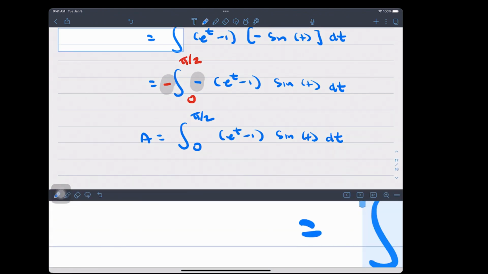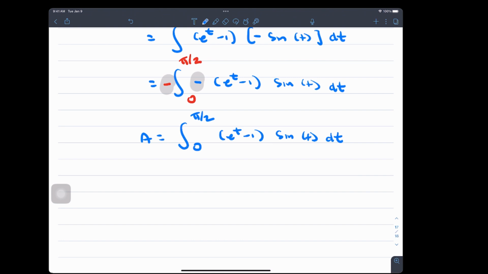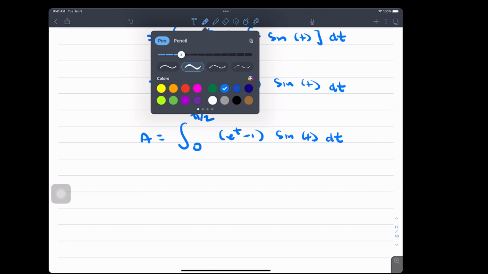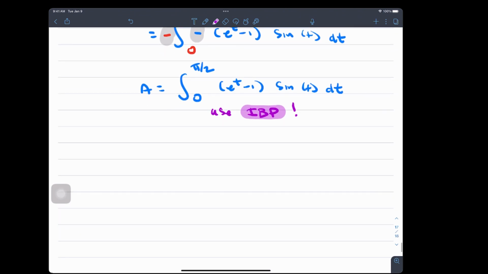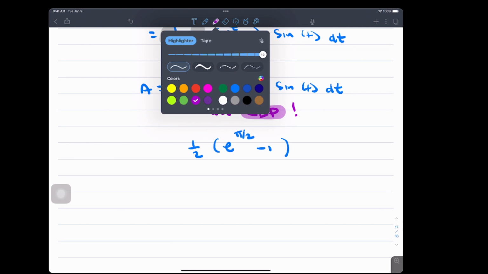And how would you guys integrate this? What do you use to integrate? Integration by parts, IBP. So all those little tools do not go away. The things that we've done in integration, u-substitution doesn't go away. Integration by parts does not go away. And I could give you this area so you know it's going to be 1/2 e to the pi over 2 minus 1, I believe, at the end of the day.